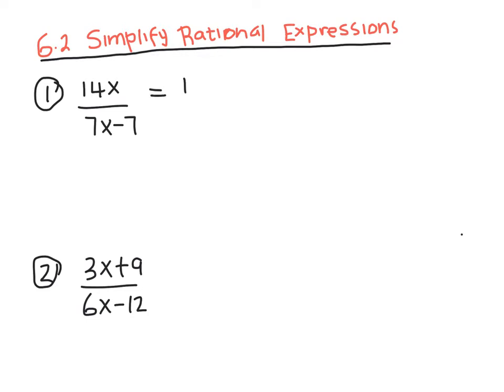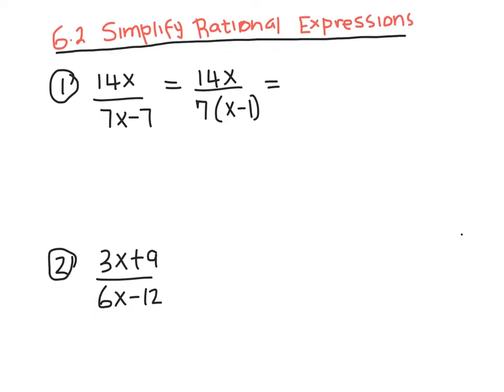So here I have 14x over 7, which is common. So x minus 1. Then I can see that 7 goes twice. So I divide by 7, so I get 2. So here I get 2x over x minus 1.